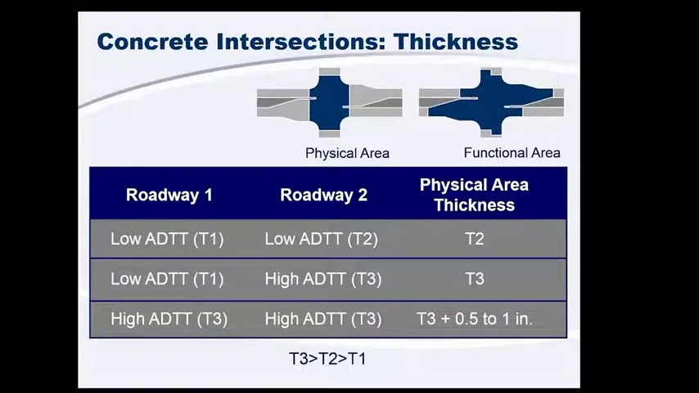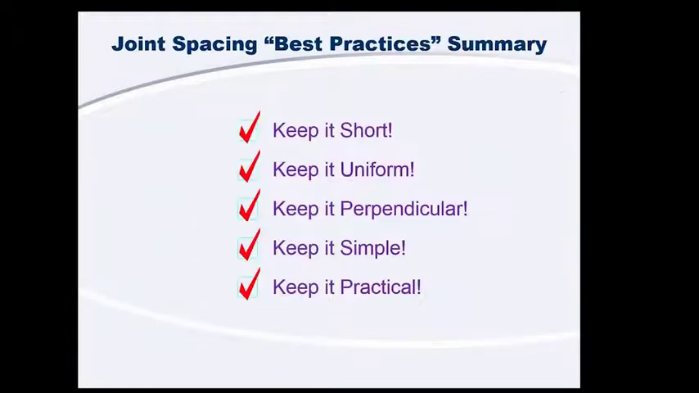So you may want to consider actually adding a little bit of thickness in that physical area if you have two high volume roadways intersecting. If you have a low volume road intersecting a high volume road, the thickness of that high volume road is going to be enough to carry that little extra load from the lower volume road. But if you have two very high volume roads, that's when you may want to consider adding a little bit of thickness. All right, so getting into joint layout, there are a fair amount of rules that I'm going to go through in a little bit, but it can be summarized down to this.